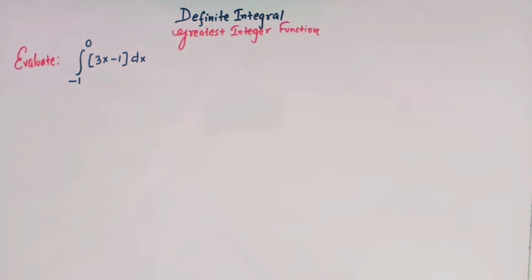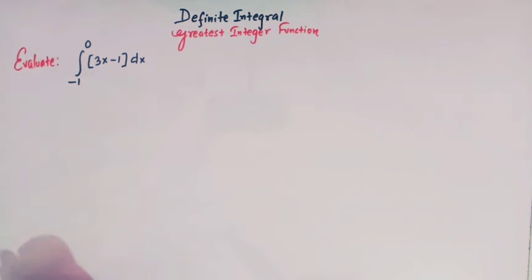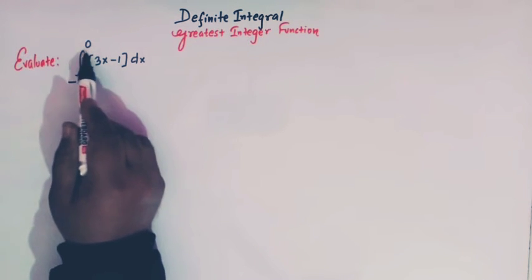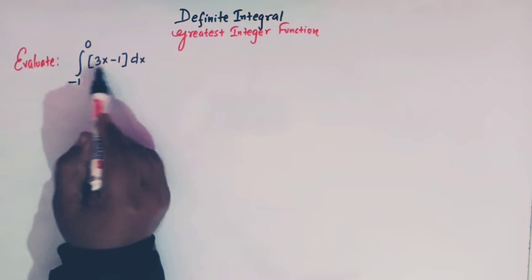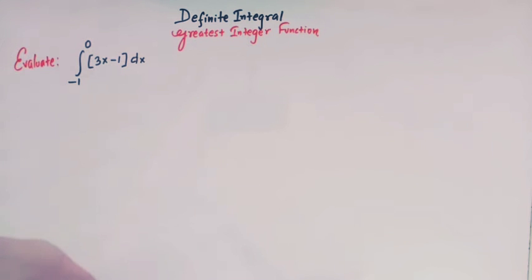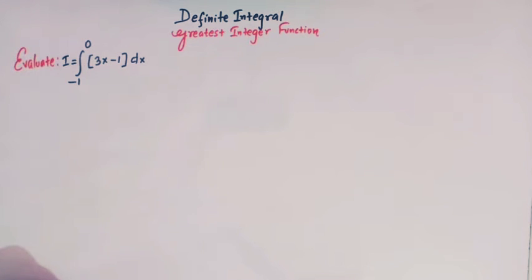Hello viewers, in today's class we are going to discuss one important definite integral involving the greatest integer function. So here we have a very interesting problem, and we have to evaluate the integral of the greatest integer of 3x minus 1 from minus 1 to 0. So let us start. Let us first call this integral I.